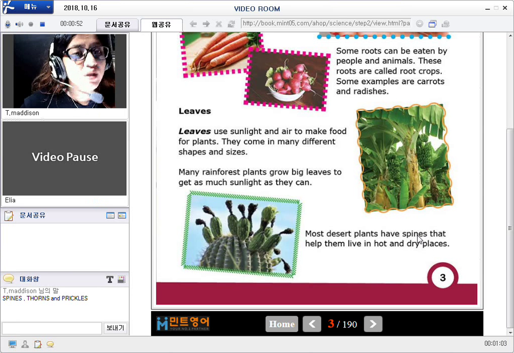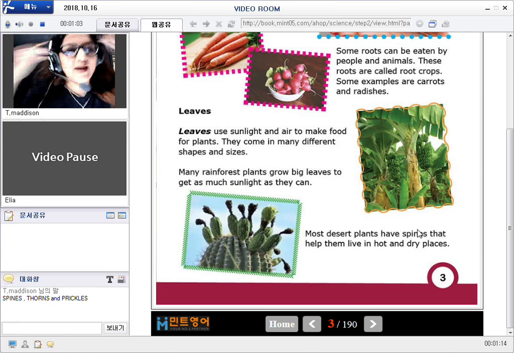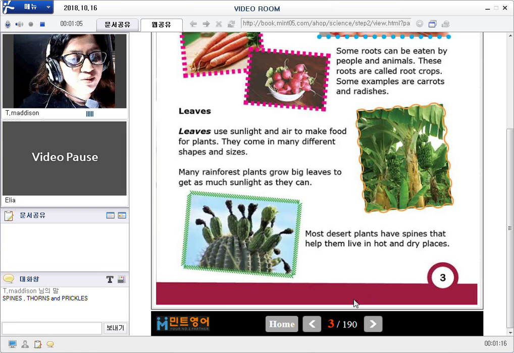Generally there are no differences between thorns and spines. Probably they are just synonymous. Okay. All right. Would you like to move on to the next page?